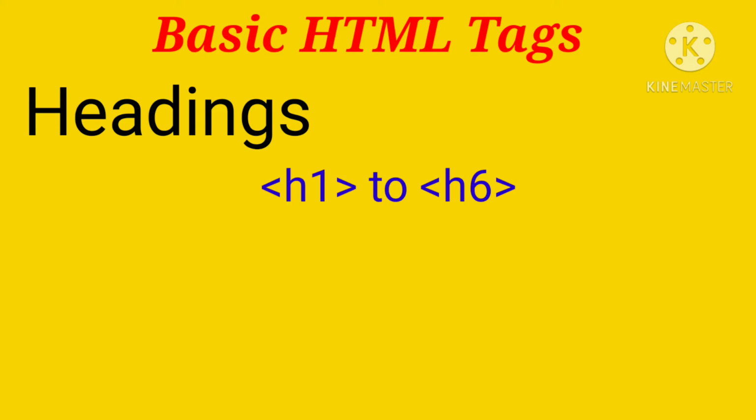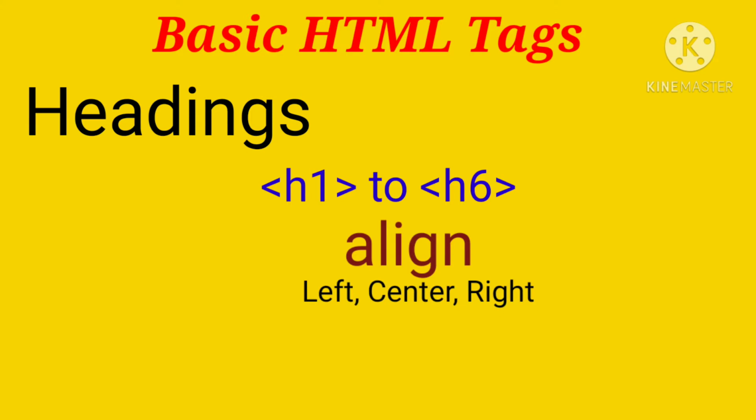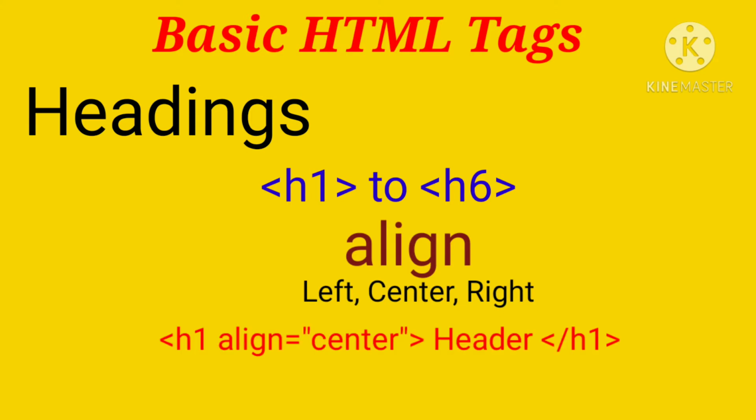One important attribute we use with the heading tag is align. Align means where we want to place our text: left, center, right. So we use align with the heading tag, whether we are using H1, H2, H3 to H6.